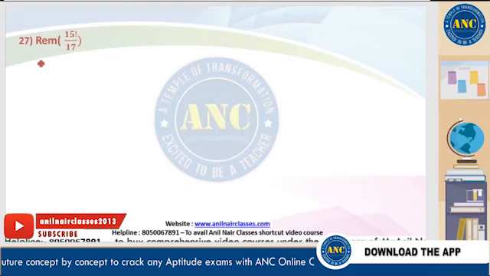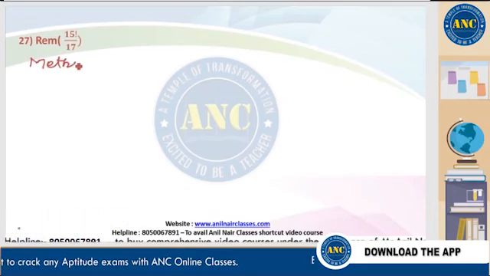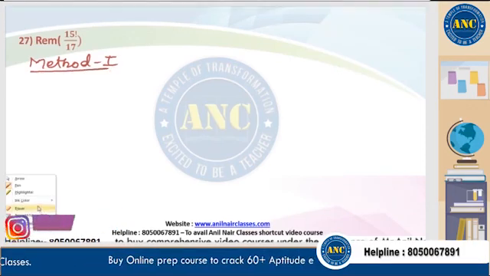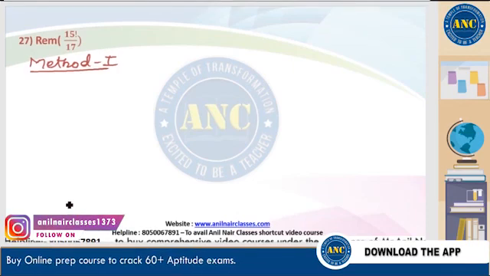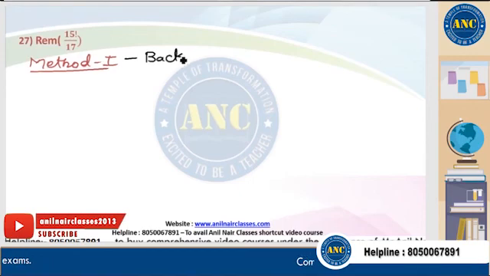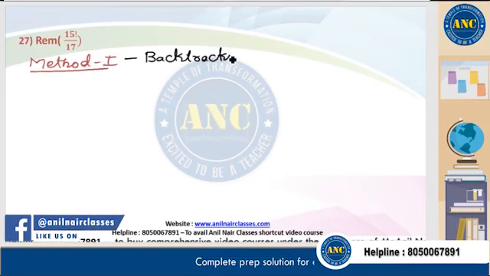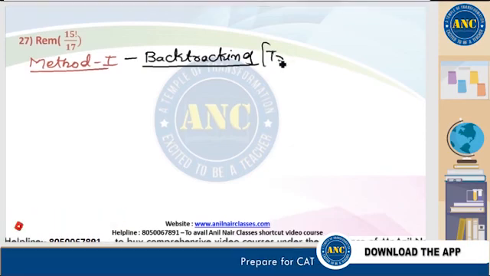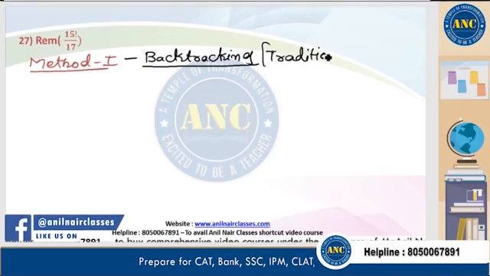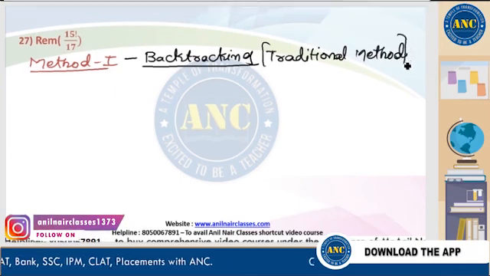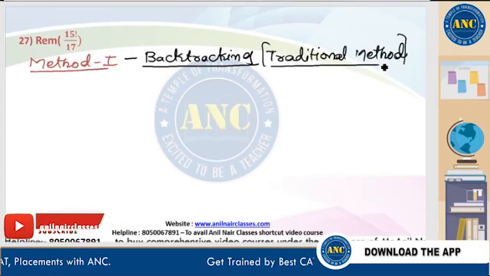Now method 1. Then I will tell you the shortcut. In method 1 we will use a concept known as backtracking. Then I will tell you a 10 seconds approach where you can solve the problem in a single step. First I am discussing the traditional method. We will respect the traditional method and also use optimal methods wherever there is a need. Traditional method, 15 factorial by 17.